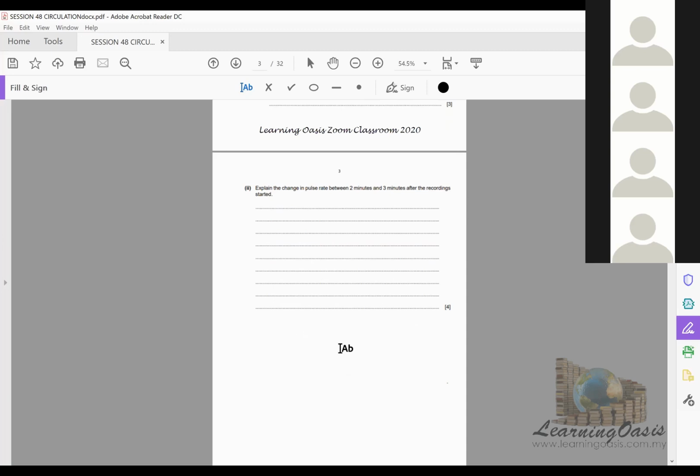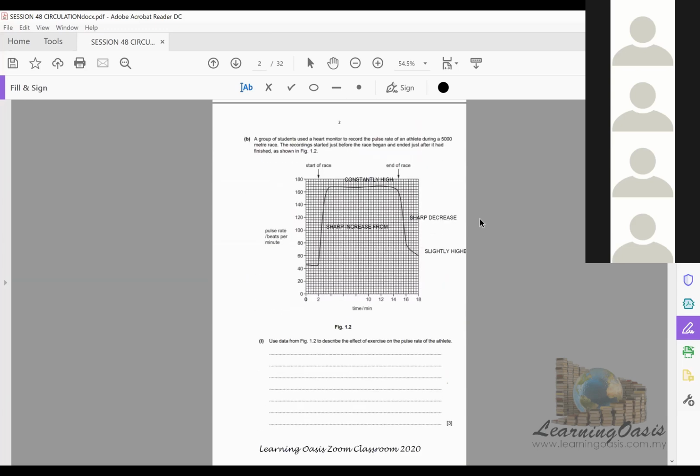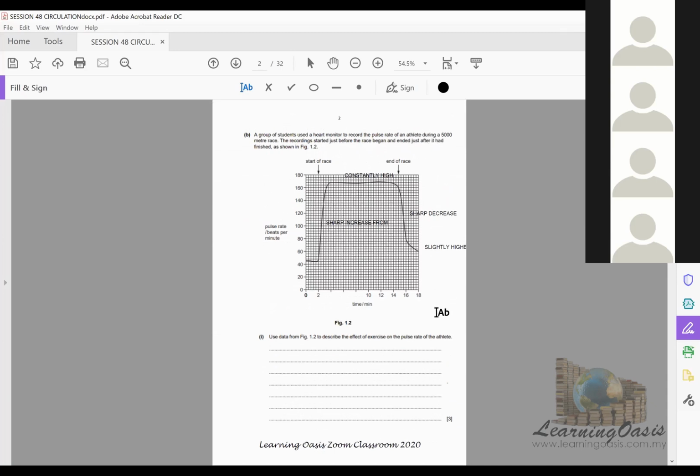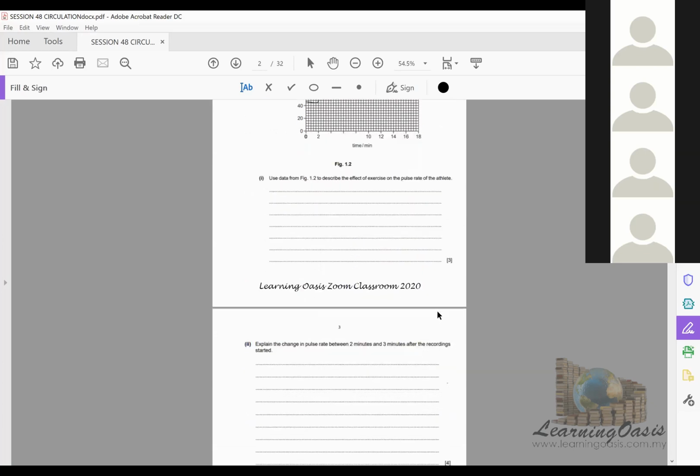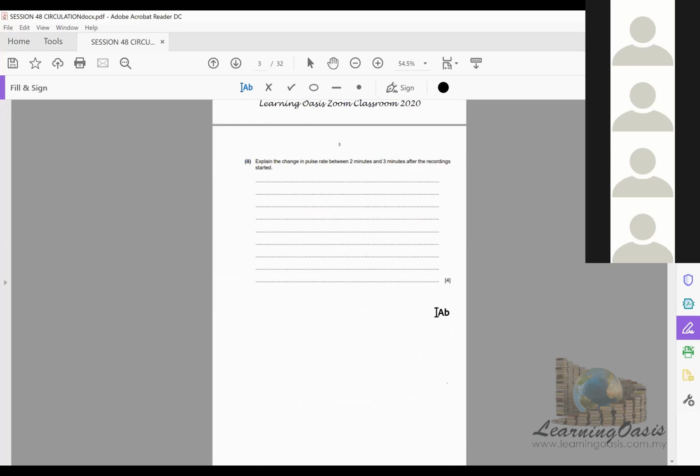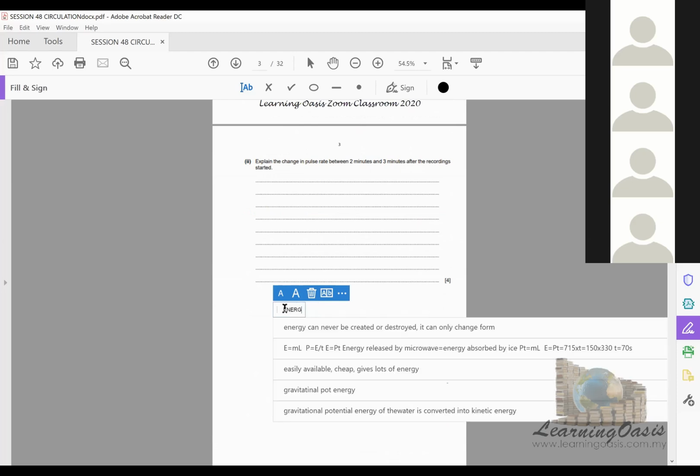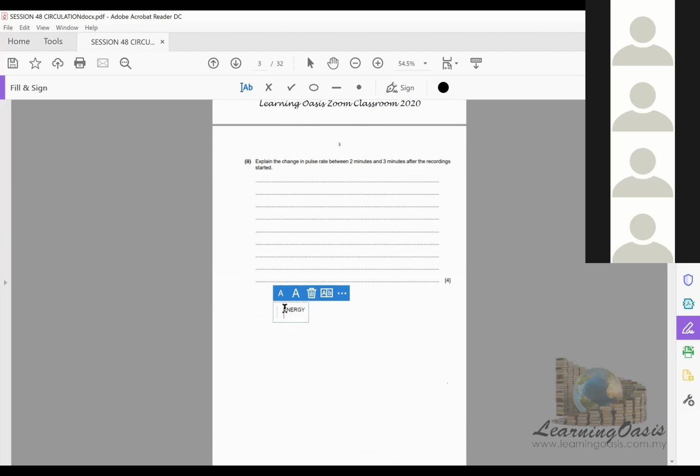Okay, now Amira and Balkis, look. Here, the question is about what? A group of students use a heart monitor to record the pulse rate of an athlete. So when you talk about athletes, what do athletes do? They run a race, right? Running a race requires what? Energy. Next question you have to ask yourself, where do you get the energy from? Respiration.